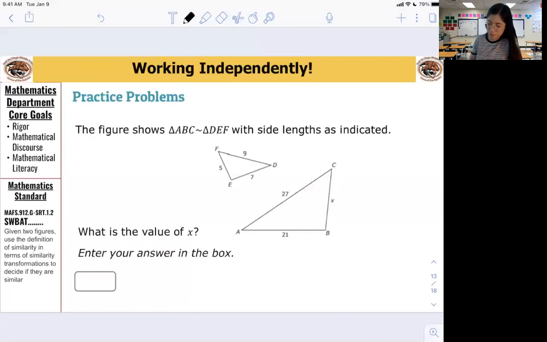Let's do big over small. 27 over 9 is equal to 21 over 7, which is right, but I'm looking for X. So X over 5, good. And then we do the math, cross multiply and divide. So 5 times 27.